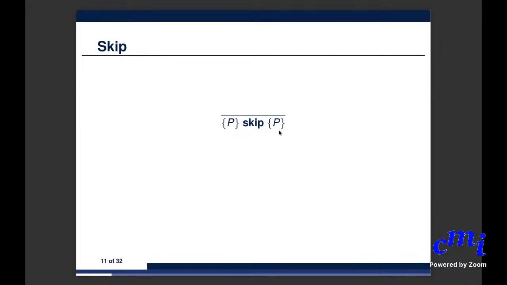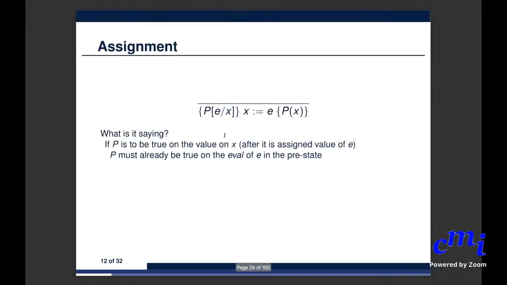Okay, this we already said. And for the assignment rule, there are two ways of defining it. One defines it by giving the weakest precondition. The other defines it by giving the strongest postcondition. So for example, here this is the backward way of defining it.